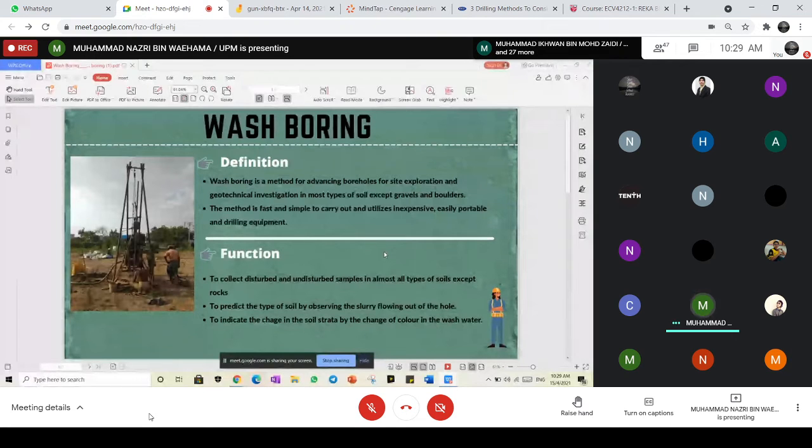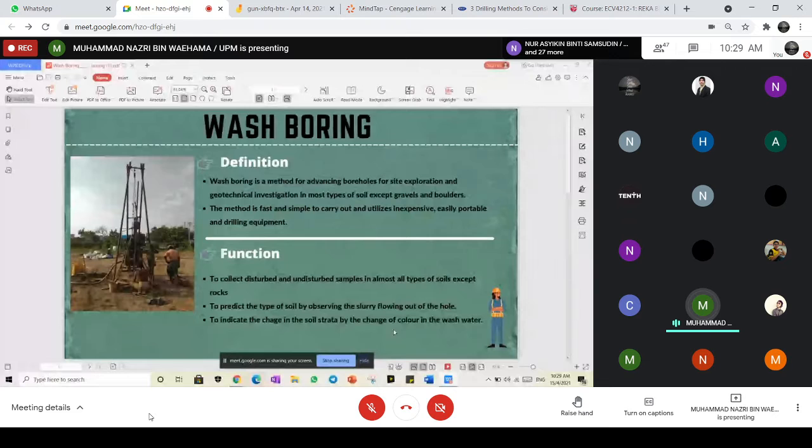Of the hole. This is the process of wash boring: we take the water and then we analyze the color of the water. It is going to be different at every level. Then the third function is to indicate the change in the soil strata by the change of color in the wash water. This is what I told earlier.